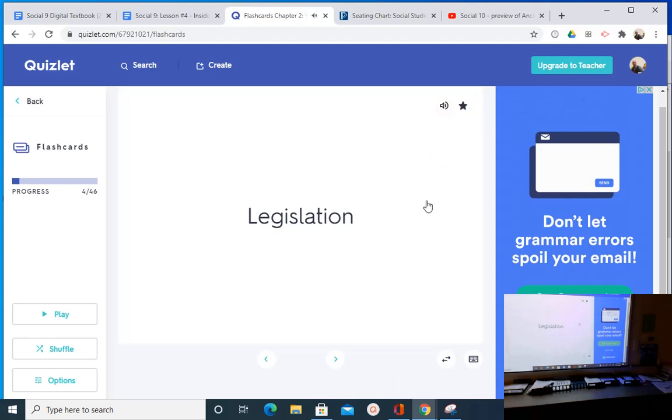Legislation. And that's how you say legislation. That's a cool feature. Her voice is much better than mine to listen to. She doesn't have a mask on, that probably helps.